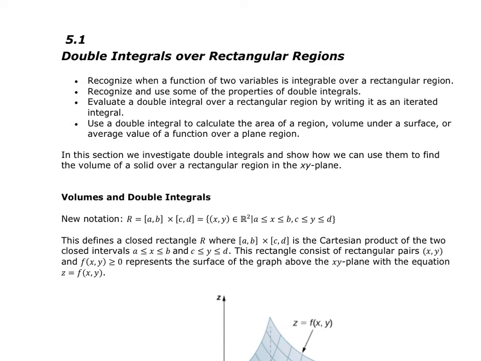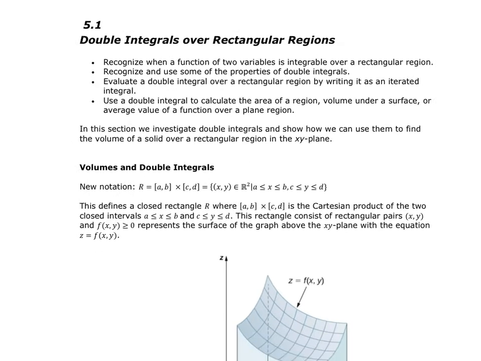So, volumes. Let's talk about some new notation. R is my rectangular region, and it is defined by [a,b] crossed with [c,d]. What this means is that my x value is going to run between a and b, and my y value is going to run between c and d. And I have these ordered pairs (x, y) that come from my R². So that's all the notation.